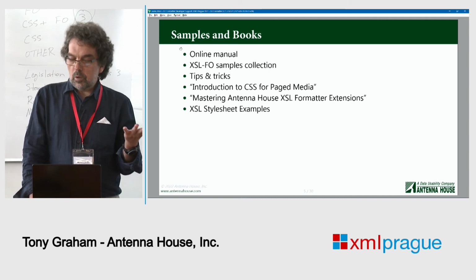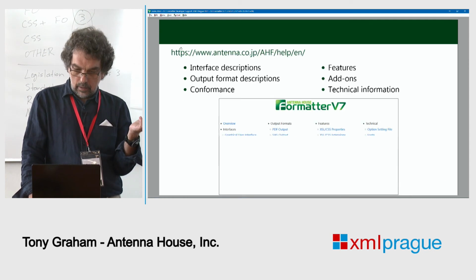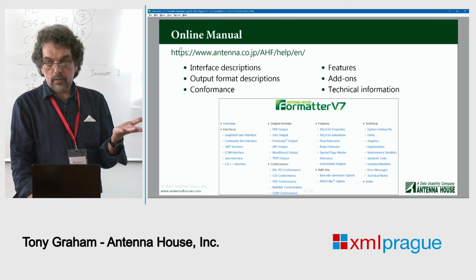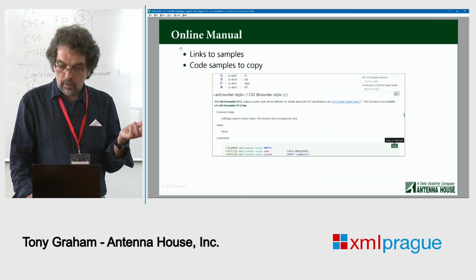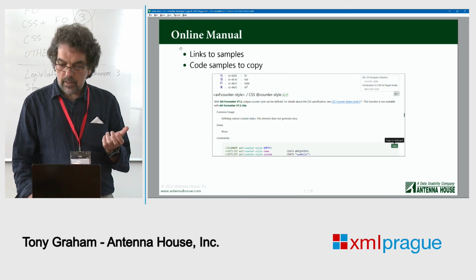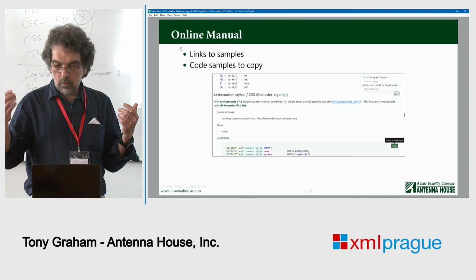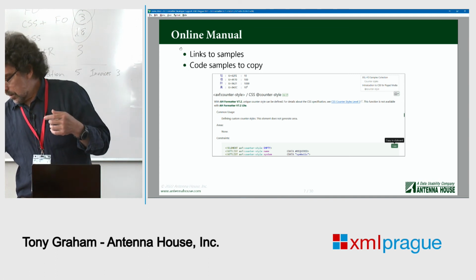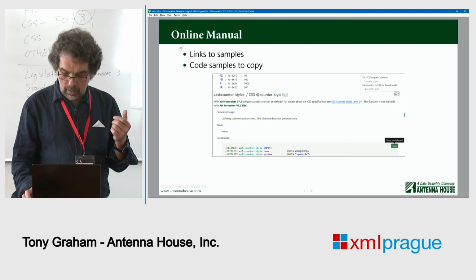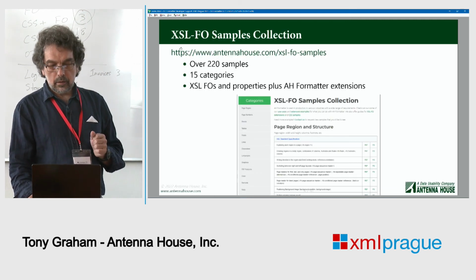Antenna House provides multiple samples and books. There is, of course, the online manual if you're using XSL online manual, which describes interfaces, output formats, etc. Recent versions have links to available samples. If there's a FO sample, there'll be a link to the FO. If it's covered in the current introduction to CSS for Page Media book, there'll be a link to the PDF from the Antenna House website. So it's sort of more connected than it used to be.